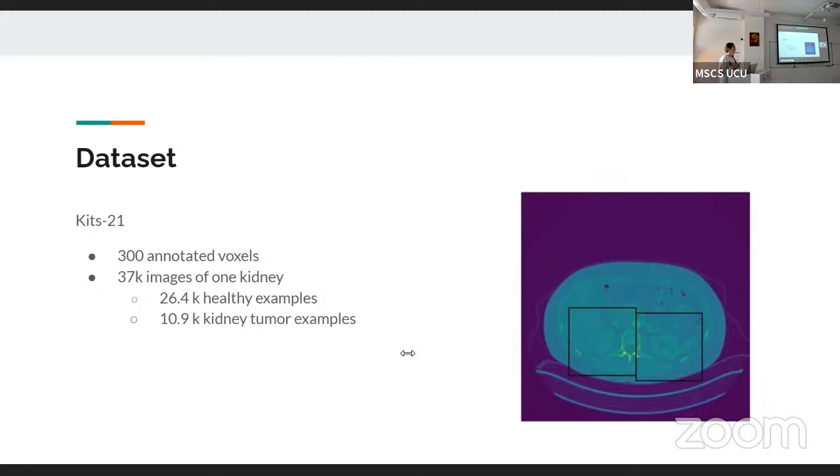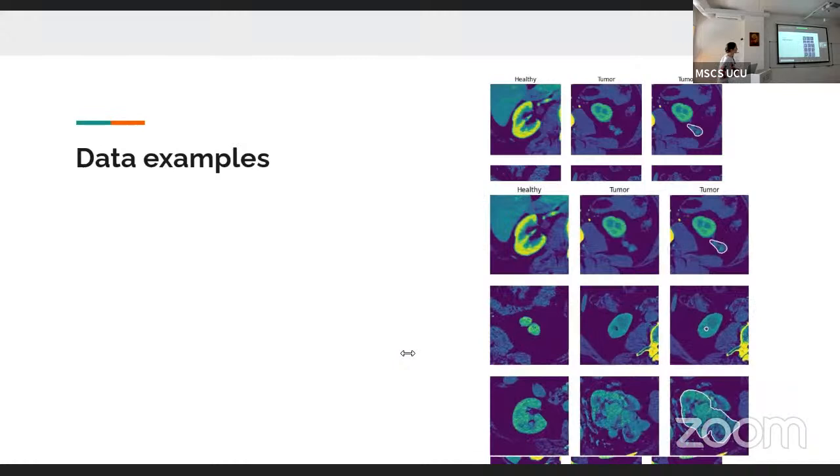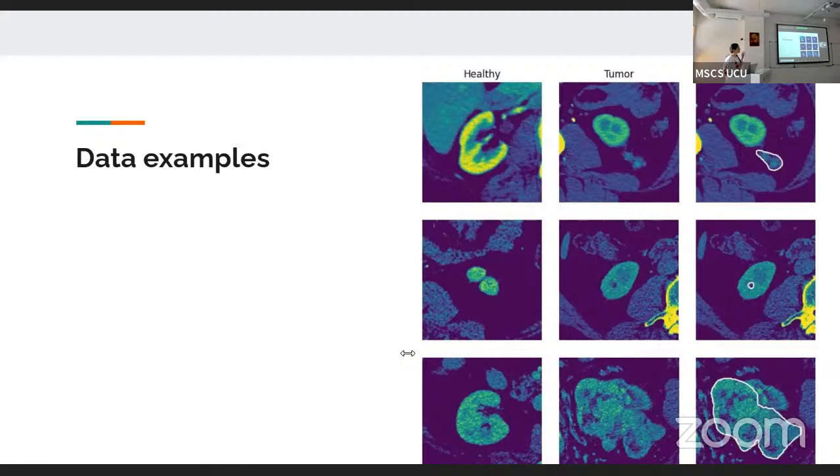Here are also examples of the data. The first column is healthy. The second column is just some representation of the data, and the third one is also tumor. This is just to see visually where the tumor is on the picture without the segmentation, so you want to know the ground truth. You can see that it's not easy to find if you're not a specialist. So this is the reason why it may be challenging for the model as well.